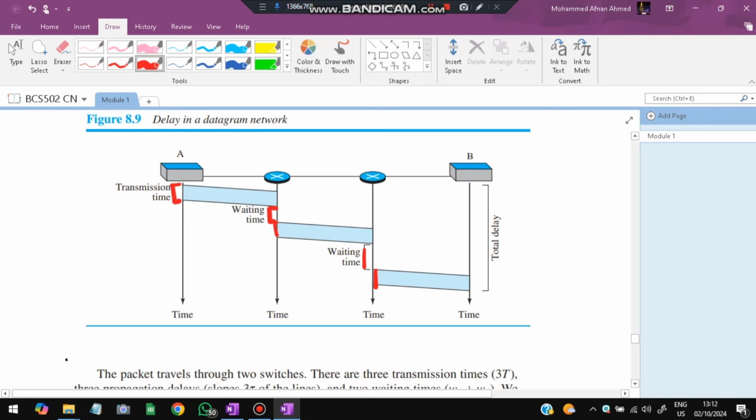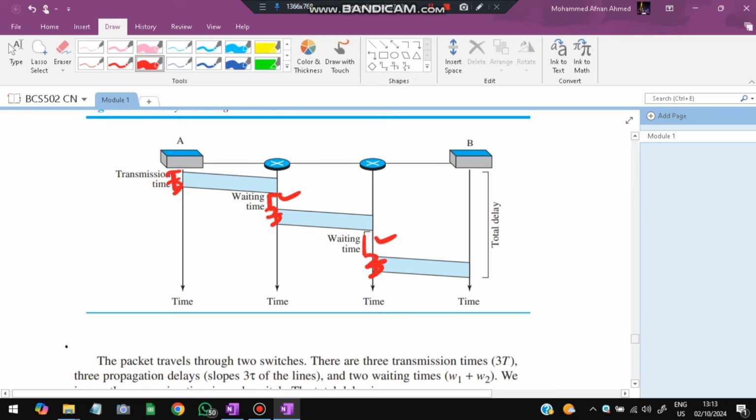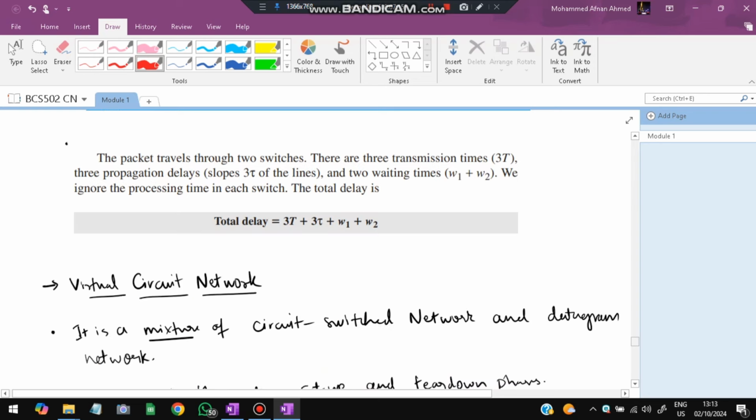So total delay can be written as: three transmissions are there, first, second and third transmission, and the waiting times are two. This is one waiting time, this is the second waiting time. Two waiting times plus three transmissions, and also we have the propagation delays. For each of the transmissions there are propagation delays also. So 3t transmission time plus propagation delay plus w1 plus w2, which are the waiting times in between them. So this is the total delay.